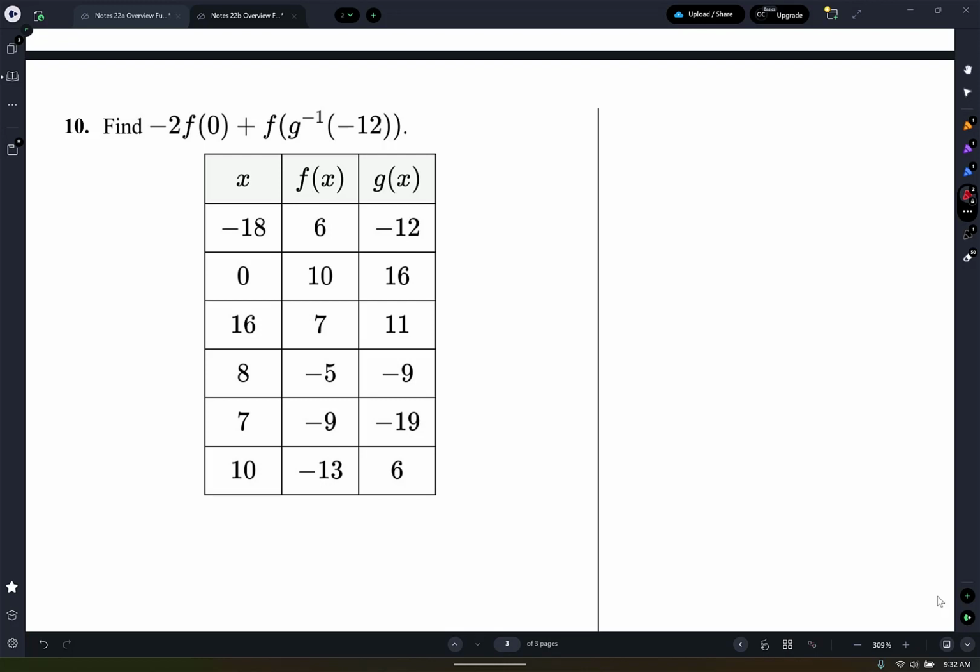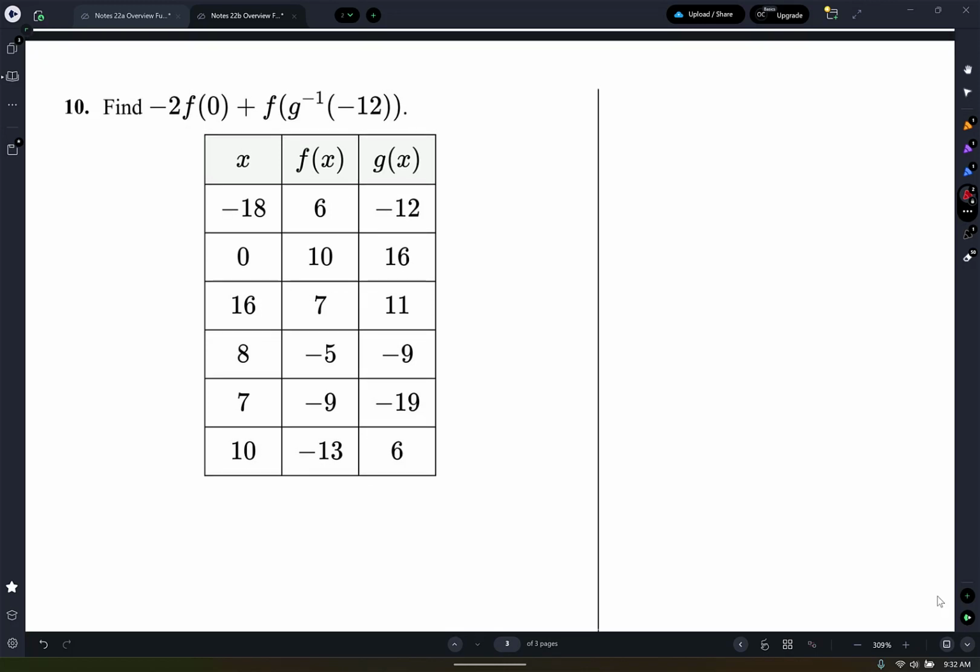We're going to go slow. Don't worry, guys. All right, here we go. I'm going to go really slow.